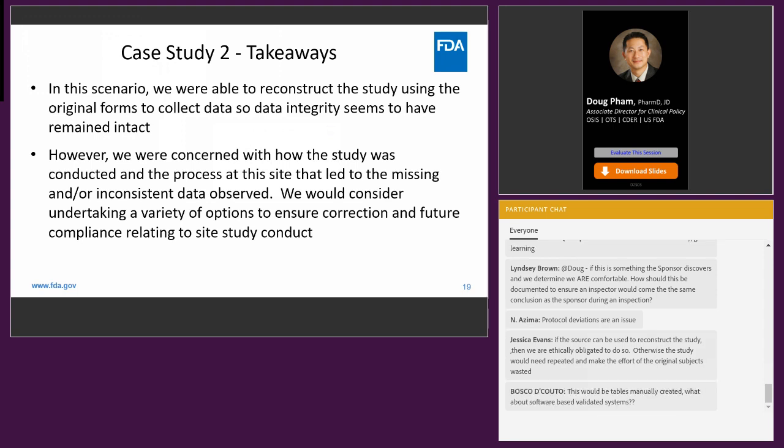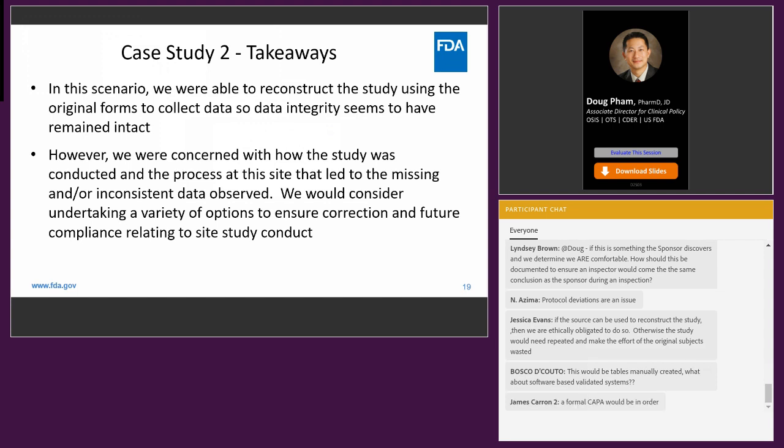Okay, now that we've talked through the issues, here are a few takeaways for case study number 2. First, in this second case, we're able to reconstruct the site using the original source documents, so it seems that data integrity has remained intact. Second, we would be really concerned about how the study was conducted and the processes that led to the site initially showing missing and inconsistent data. We would really contemplate a number of possible options to ensure that this would be corrected and prevented in the future.